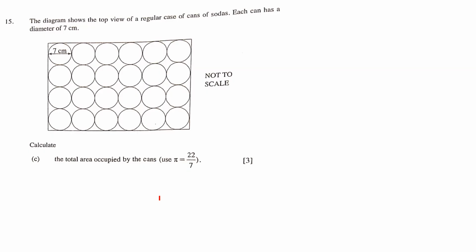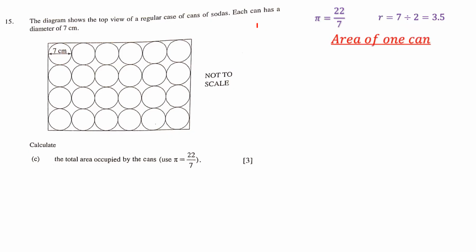It says, now we want to figure out the total area occupied by the cans. The cans have a circular heading. So what we have to do is use the area of a circle. The area of a circle is pi r squared. Pi in this case, we know is 22 over 7. R is the radius. Now 7 centimeters is the diameter. Half of the diameter is the radius. So you divide 7 by 2 to get 3.5. That is the radius.